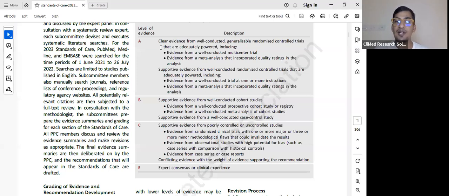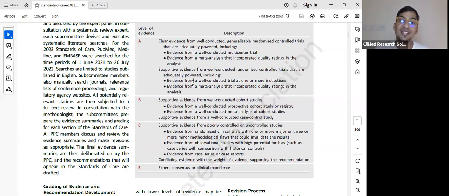And if you come to level A, it is evidence from well conducted, generalized, randomized controlled trials. Evidence from a well conducted multi-center trial. Evidence from a meta-analysis that incorporated quality ratings in the analysis. Support from well-conducted trials at one or more institutions, like multinational, multi-centric, single-centric, or multi-institutional clinical trials, are also included in the A level of evidence.